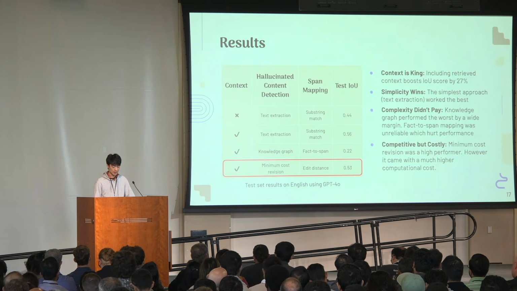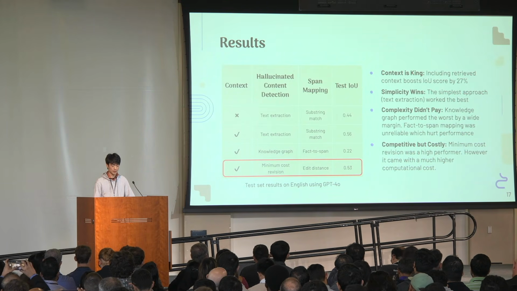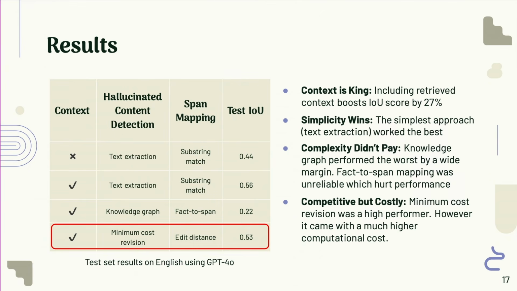And lastly, minimum cost revision was competitive but costly. It was a strong performer, achieving 0.53 IOU. However, this approach came with a significantly higher computation cost due to the reasoning required.